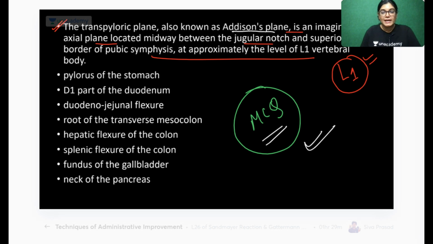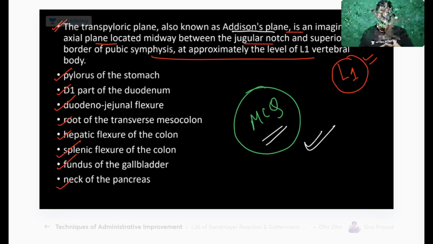The structures corresponding at this level are the pylorus of the stomach, D1 part of the duodenum, duodenojejunal flexure, root of transverse mesocolon, hepatic flexure of colon, splenic flexure of colon, fundus of gallbladder, and neck of pancreas. Not only this, we have got a long list.